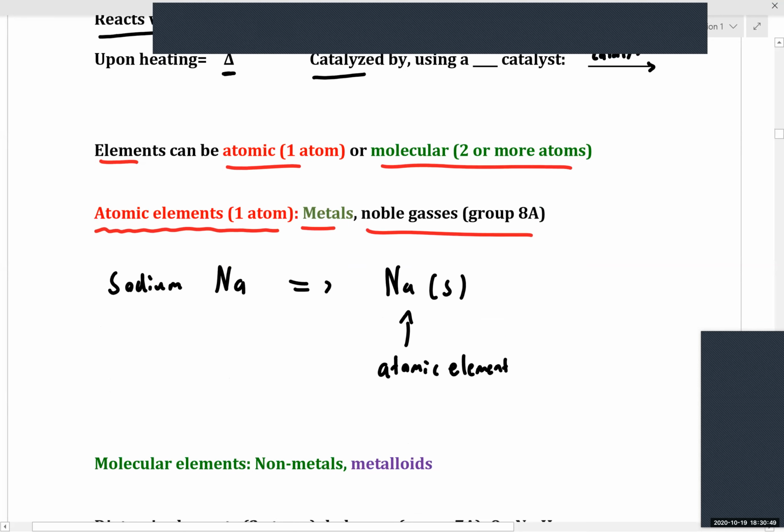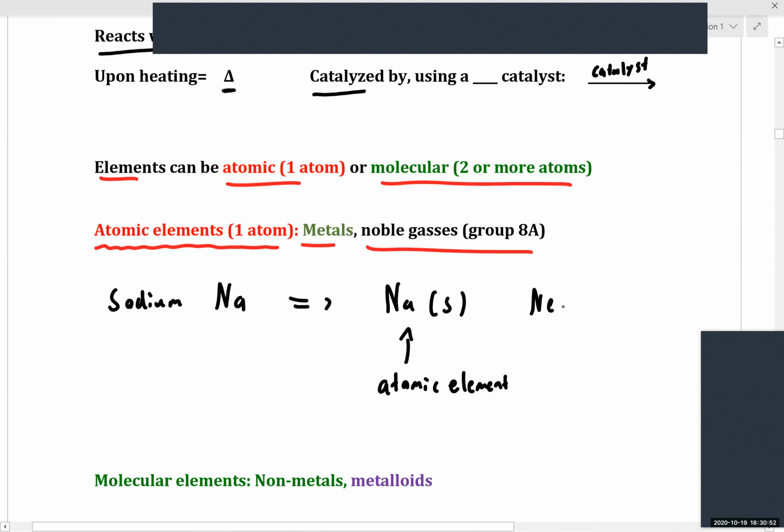Likewise, when we're dealing with noble gases, so let's suppose we have the phrase neon. We won't commonly see noble gases in chemical reactions because they aren't particularly reactive, but they can react under certain very extreme conditions. So neon corresponds to the symbol Ne. Neon is a noble gas, so how many atoms should I have in its formula? If it's an atomic element, how many atoms should I have in its formula? One. And because it's a noble gas, as the name implies, it's a gas.